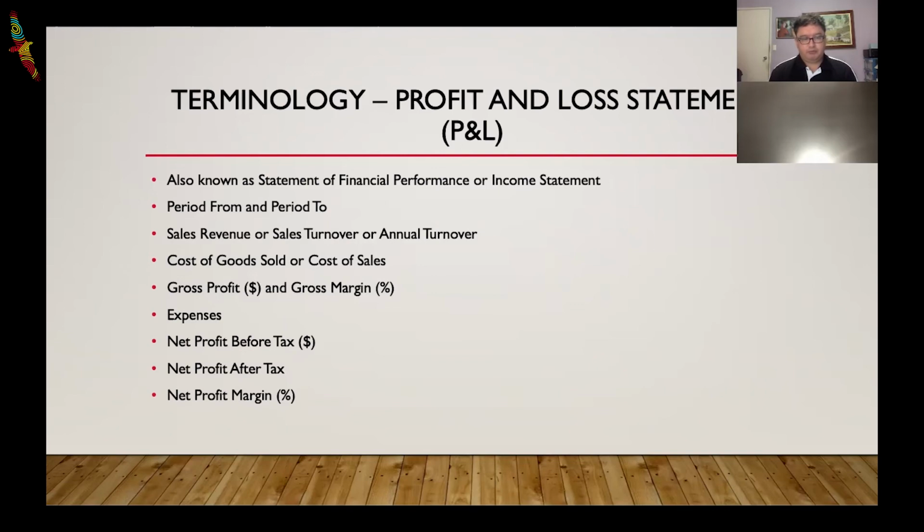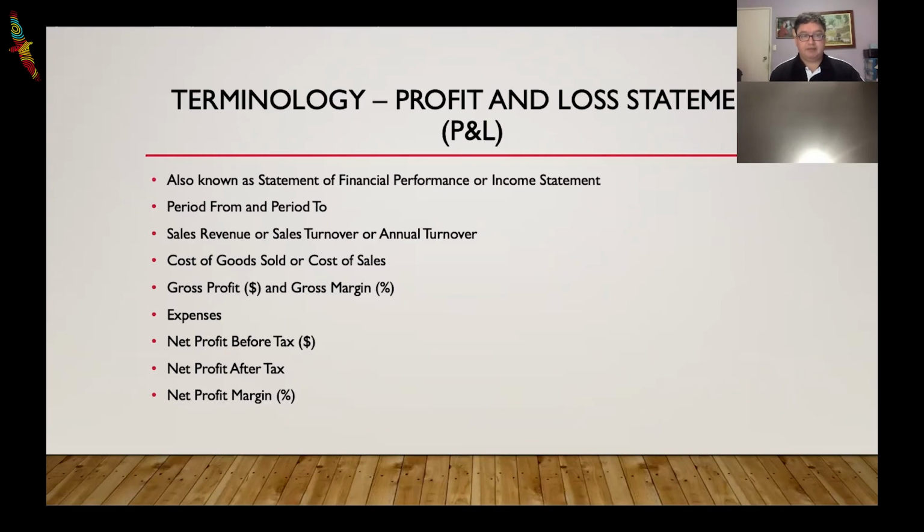So next, we've got gross profit, which is a dollar value, and we've got gross margin, which is a percentage value. Gross profit is sales revenue minus cost of goods sold. The gross margin is the gross profit, the dollar value, as a percentage of the sales revenue as a dollar value, and that gives you a percentage value. We'll look at these when we start using common size income statements. We'll see this as part of the examples.